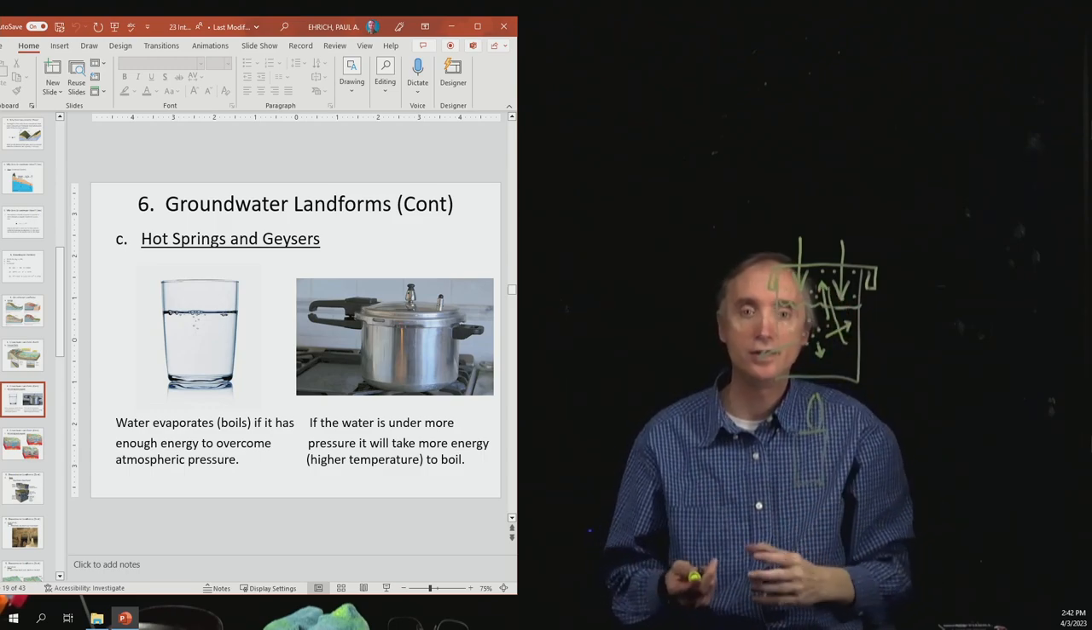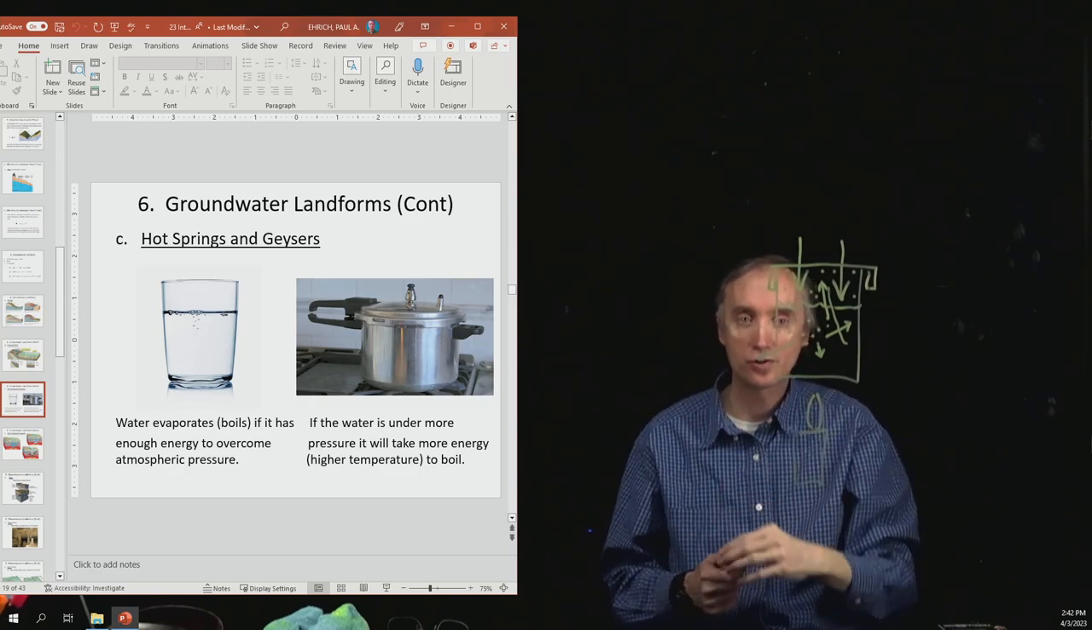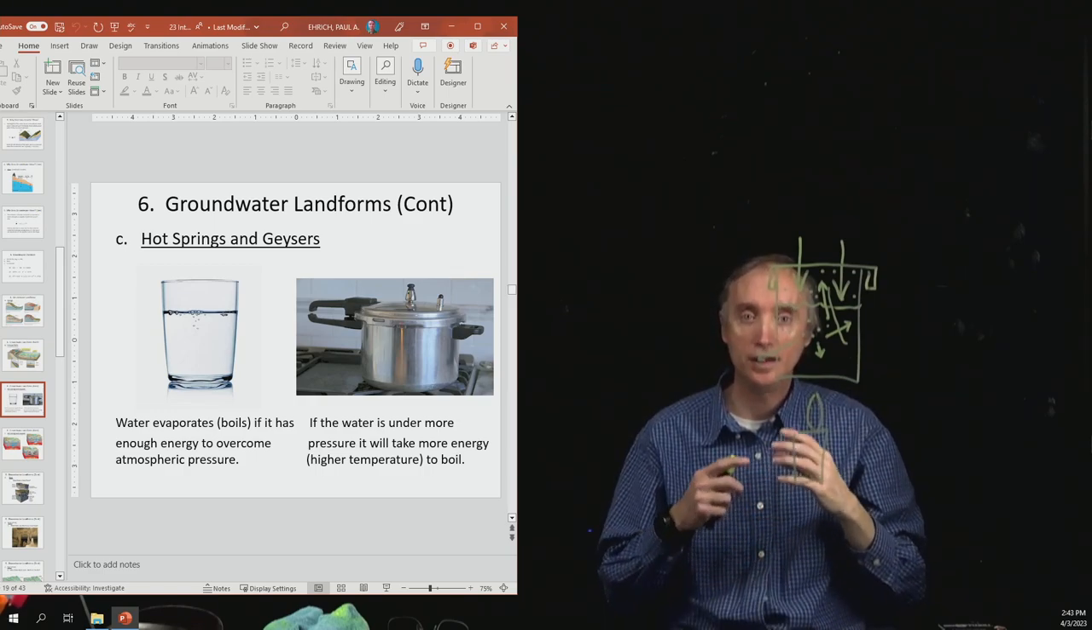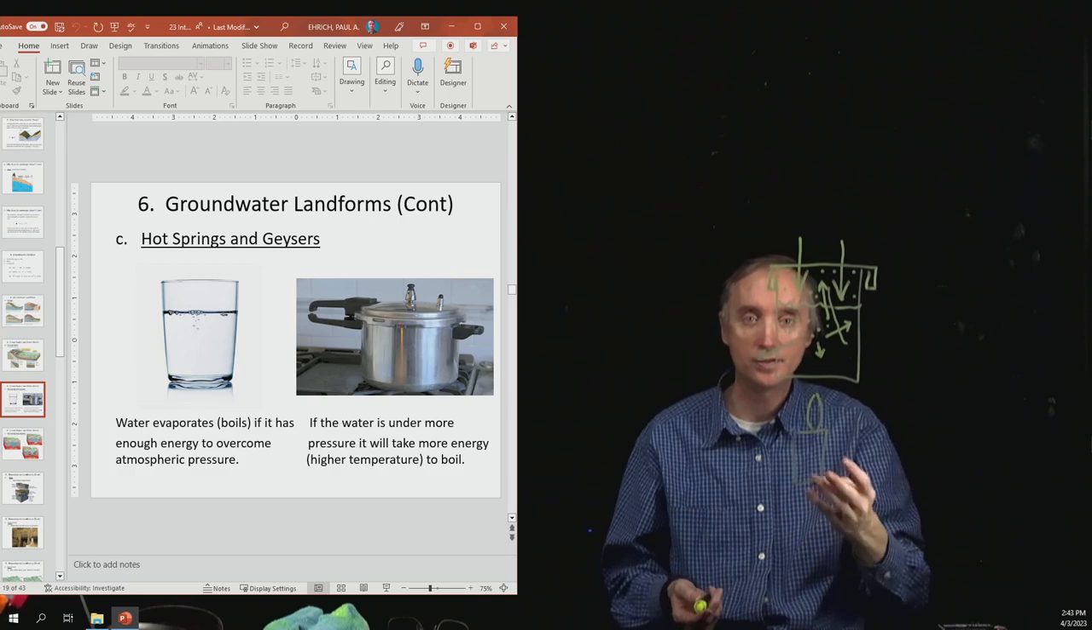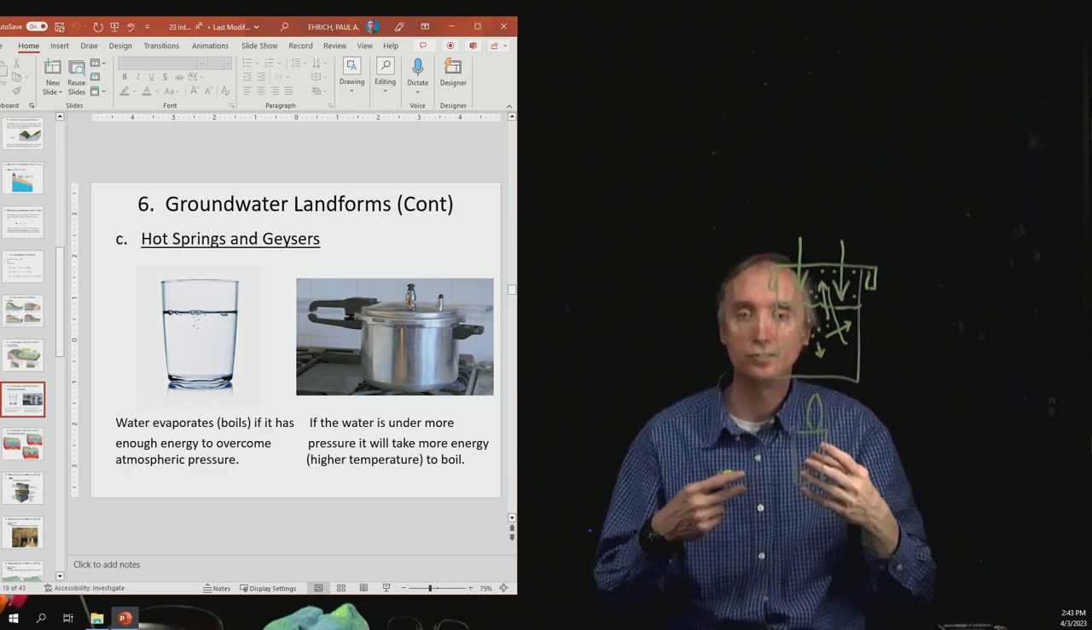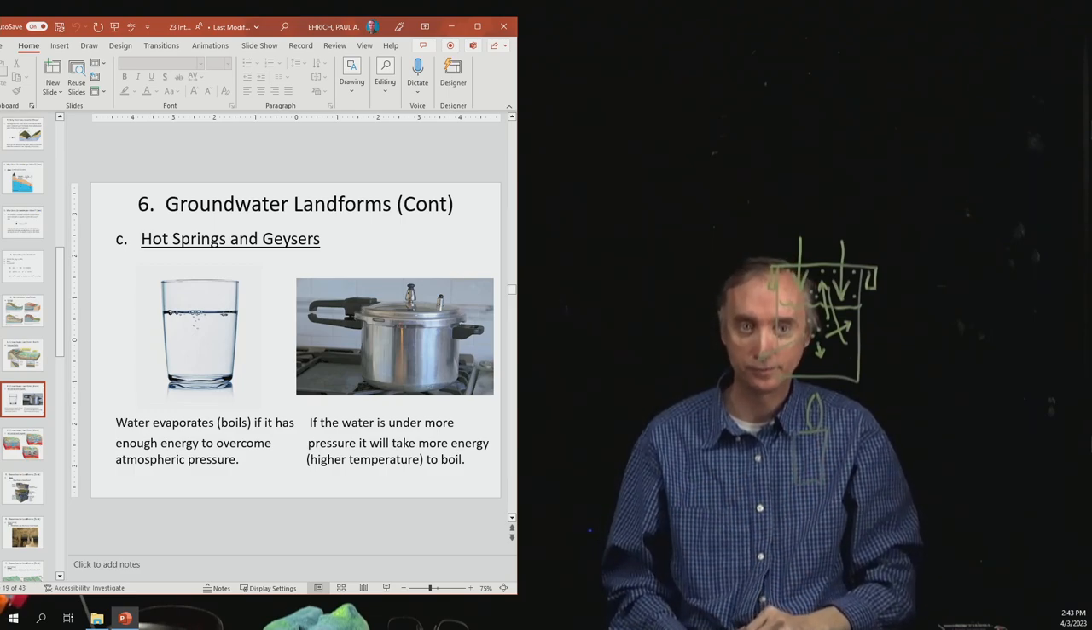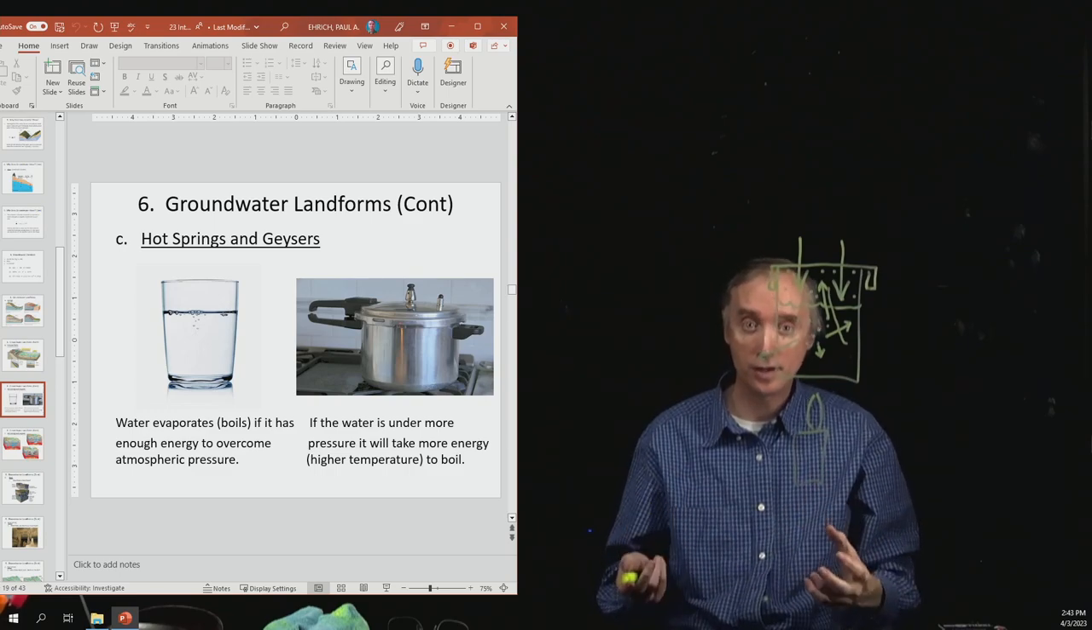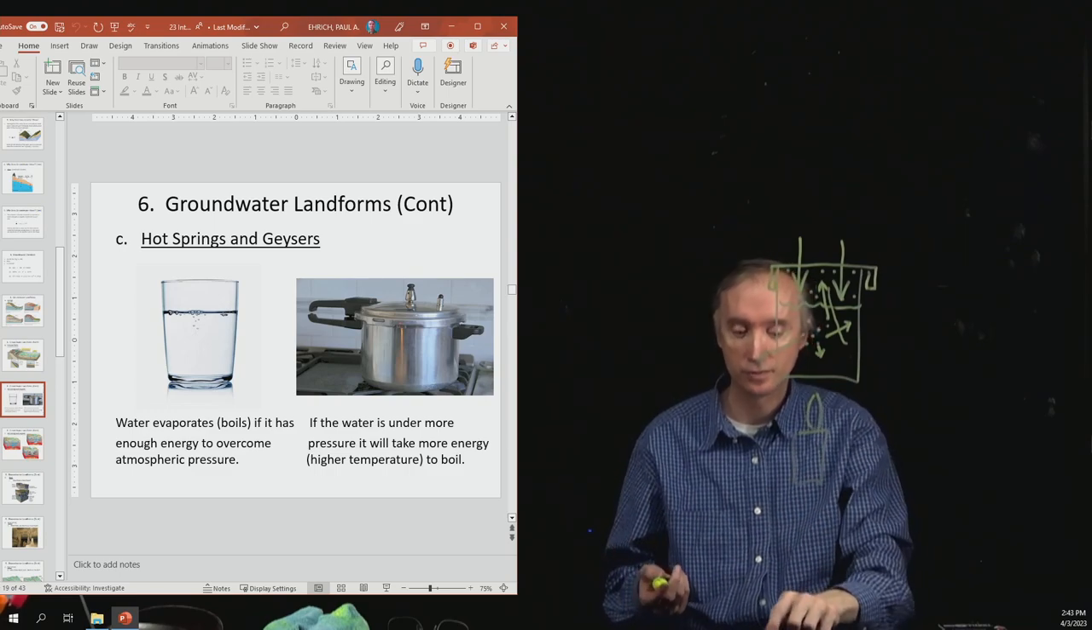And that's the whole idea of a pressure cooker: the increased energy inside the pressure cooker is going to make the food cook faster. Now, what does all of this have to do with a geyser?